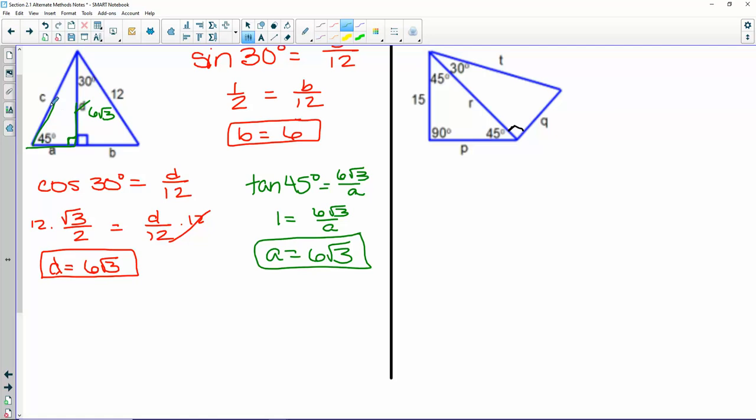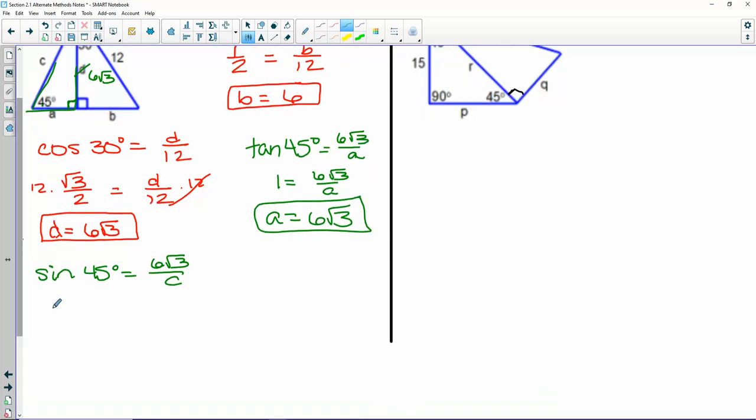So the last one we have left is C. C is the hypotenuse. If I wanted to use the 6 radical 3 in hypotenuse, so from my 45, 6 radical 3 is opposite over hypotenuse, so that would be sine. Sine of 45 degrees equals my opposite, 6 radical 3, over my hypotenuse, C. So sine of 45, fold in, it's radical 2 over 2.